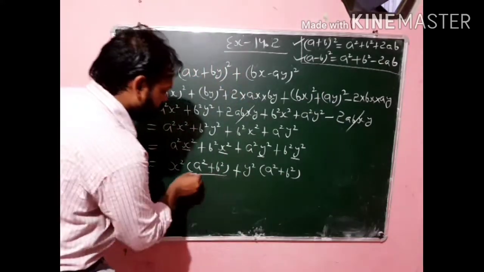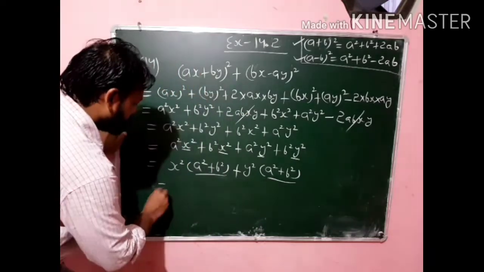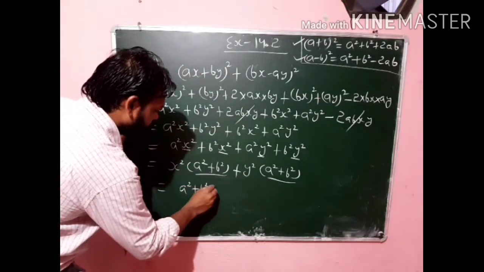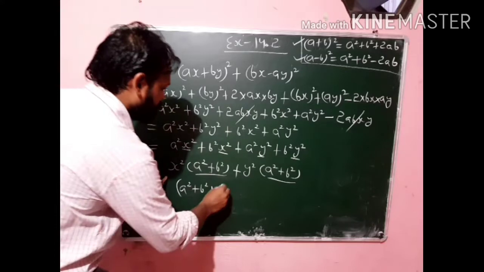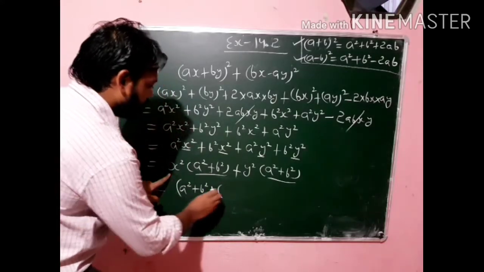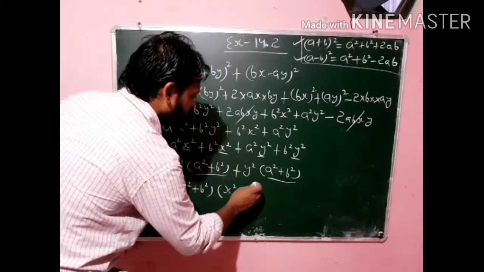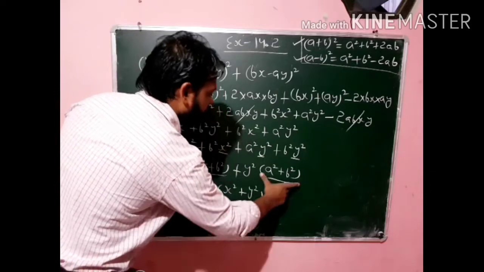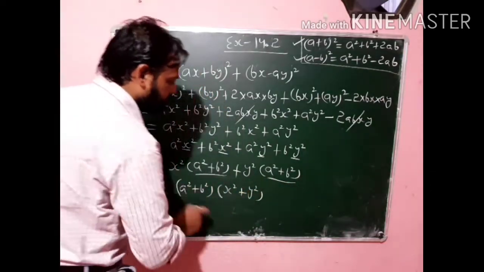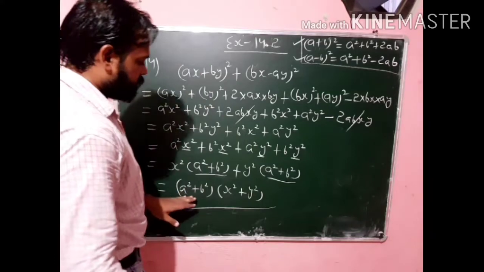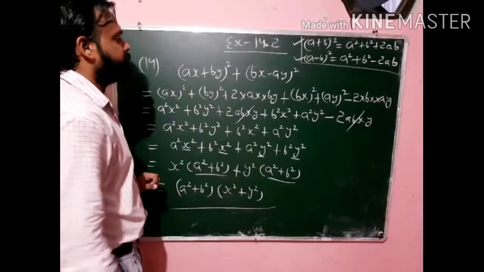Now you can see this a square plus b square and a square plus b square are both the same. So write down this a square plus b square here, and how many terms are left inside the bracket? This x square and then plus y square. Why? Because a square plus b square is taken common. So in this way we find the factors of this algebraic expression.